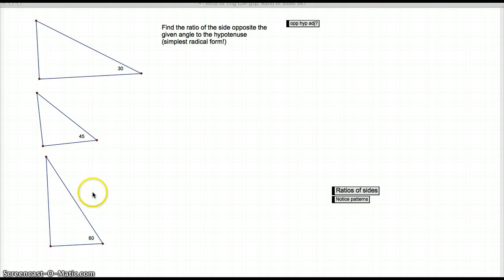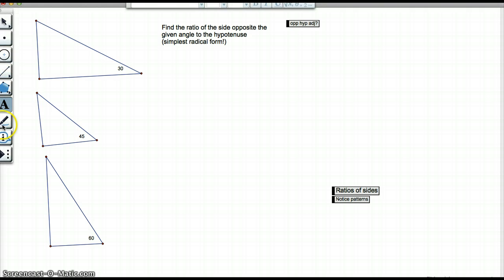I've got two 30, 60, 90 triangles here. These are all right angles. I just don't have them marked. There we go. I'm going to go ahead and mark them for us so we don't forget. And what I'm asking is to find the ratio of the side opposite the given angle to the hypotenuse.